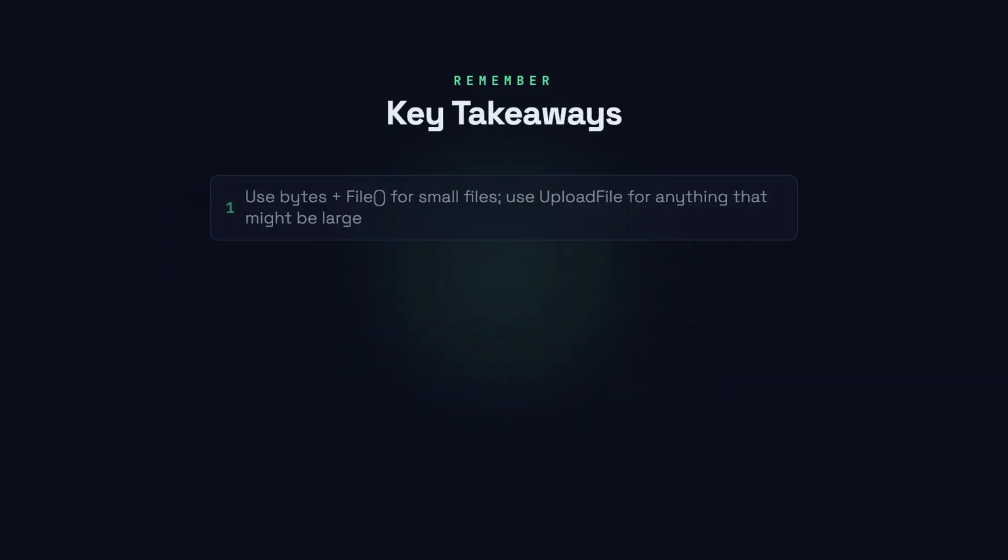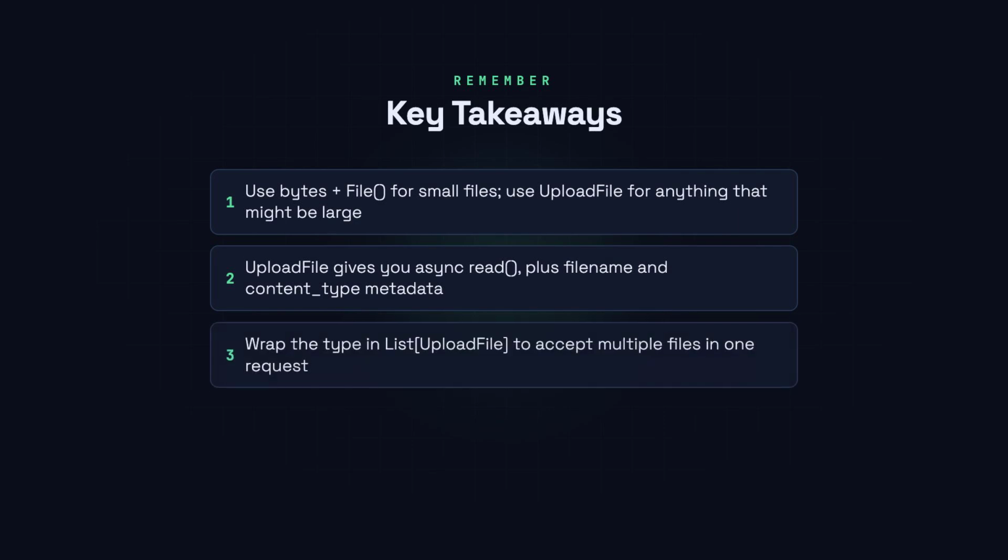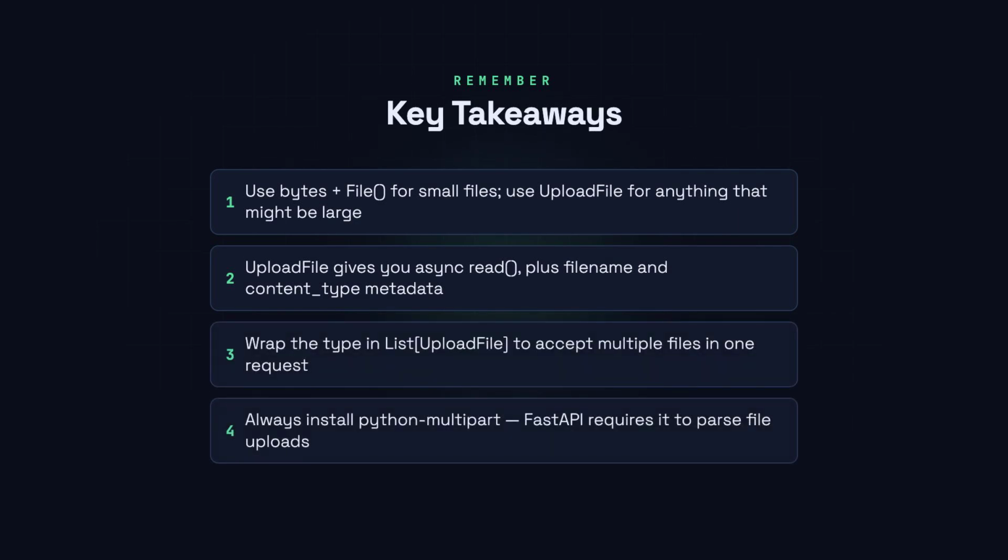To recap, choose between bytes plus File and UploadFile based on file size. UploadFile streams to disk automatically, so it is the safe default. You get file name and content type for free from the multipart headers. A list of UploadFile handles batch uploads with no extra work. And never forget python-multipart. It is the silent dependency that makes all of this possible.